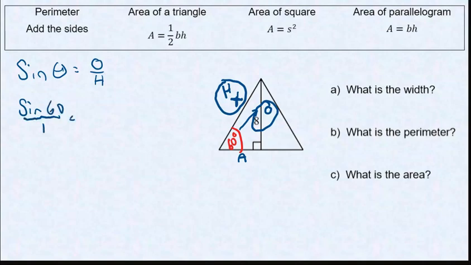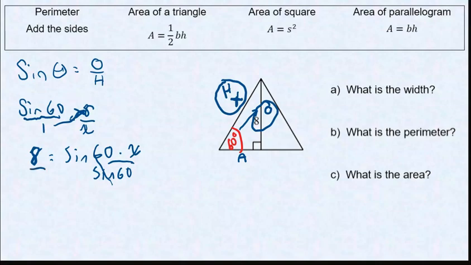And I'm going to cross multiply and solve. So that's 8 equals, let's see if I can write 8 like a normal person. There we go. Sine 60 times x. And now I'm going to divide by sine 60 because x is not by itself.